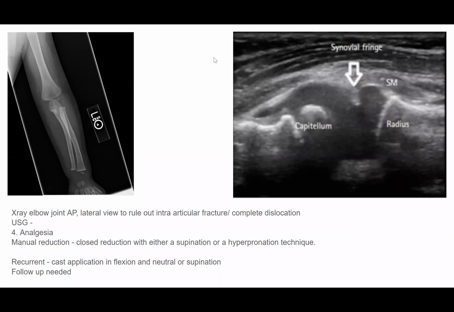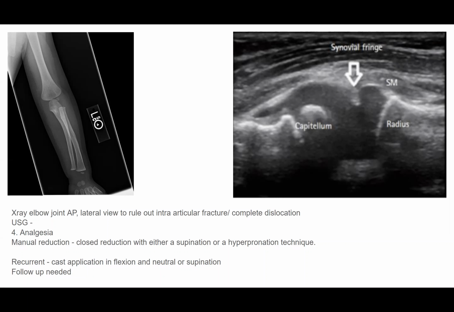And if we take an X-ray, we will see that the elbow joint, the radial head is displaced. It might be subluxated. Sometimes in this area, inside this joint area, we might see a small fragment, which might be an intra-articular fracture, or there might be complete dislocation where the radial head might be seen around here. A lateral view also will be needed to diagnose a complete dislocation. And analgesia will be given and manual reduction.